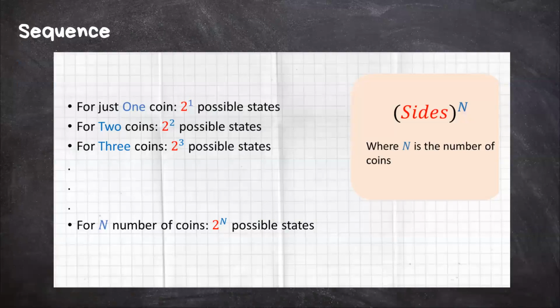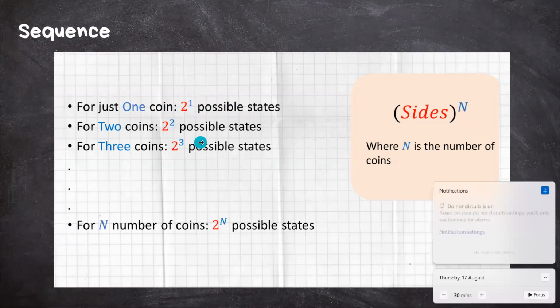And like this, you can keep on increasing the number of coins and perform the experiment again and again. Now, what we want to look at is the sequence with which the total number of possible states increases each time we add a coin and perform the flipping experiment. You just saw that when you had a single coin, you had 2 possible states. When you had 2 coins, you had 4 possible states.